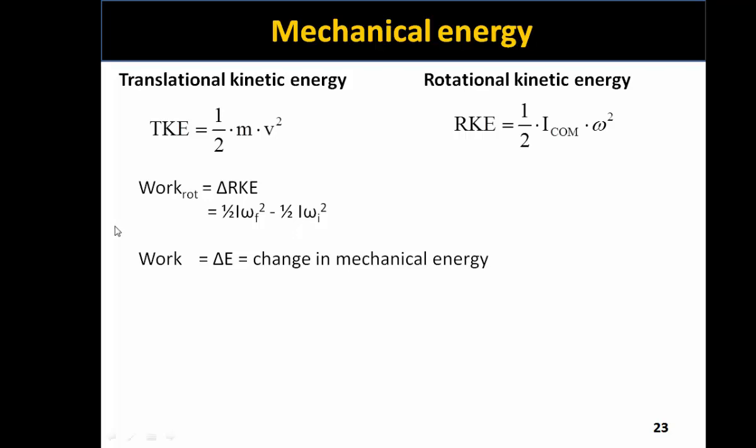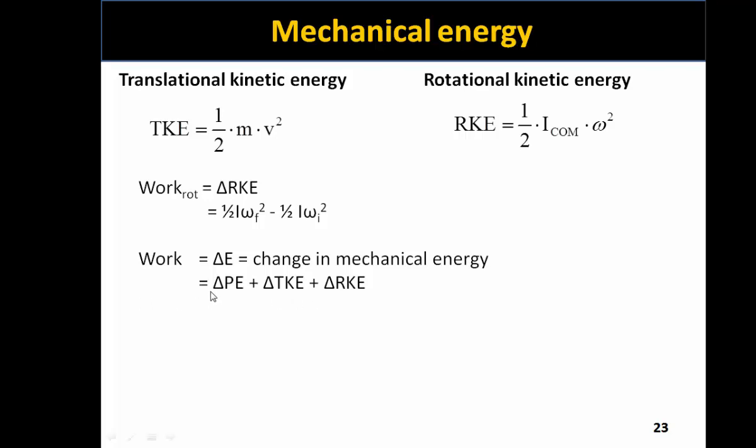So when we talk about work, work can also be expressed as a change in mechanical energy. But when we talk about rotating objects that may also be experiencing general motion, so in addition to the rotation, an object could be experiencing some form of linear motion as well, we have to consider all the energy terms that we've addressed so far.